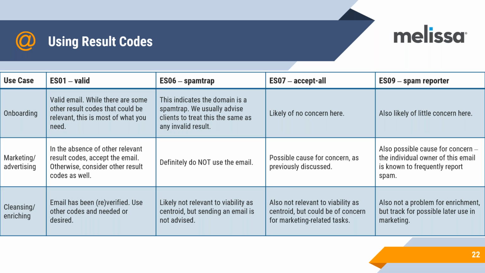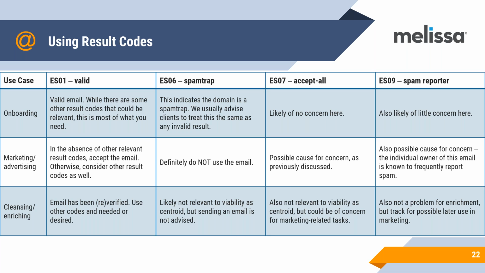ES06 and error codes are still hard-nosed, of course, but some other codes like ES07 and ES09 could be causes for concern. You'll see ES09 means that the individual owner of the email is known to report spam at a higher than average frequency. Except all emails have an element of uncertainty, as previously discussed, and of course ES09 means the person themselves is problematic, which is a concern for email campaigns because if you send to a lot of people, you'll just get reported for spam, and again, you'll get a bad reputation, and all those problems just compound.